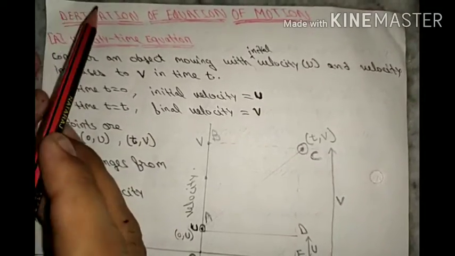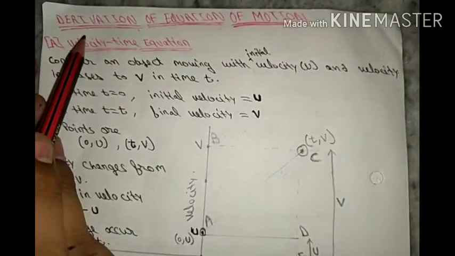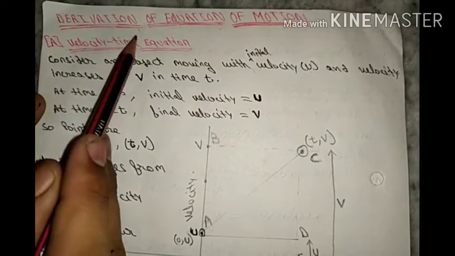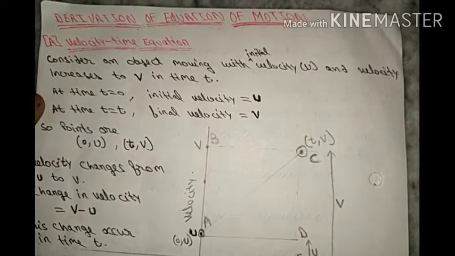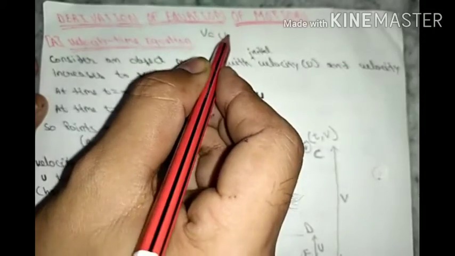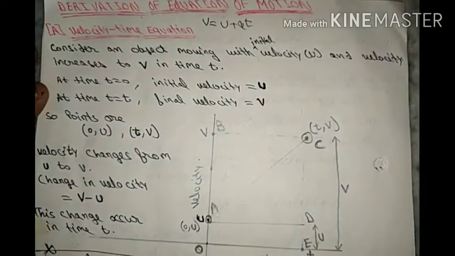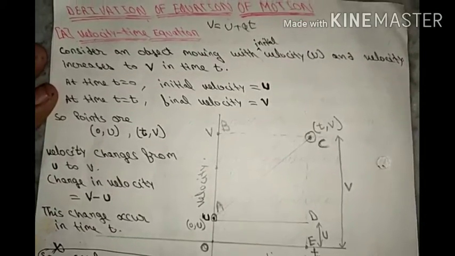Now we are on our main topic, that is derivation of equations of motion. First we will derive the velocity-time equation. You remember our first equation is known as the velocity-time equation, which is v is equal to u plus at. So we will derive this equation now.